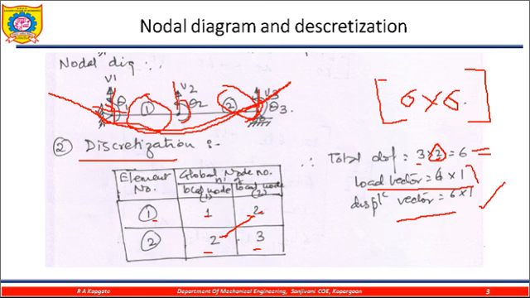So let us move to the next step. First of all, the element stiffness matrix formula for a beam.